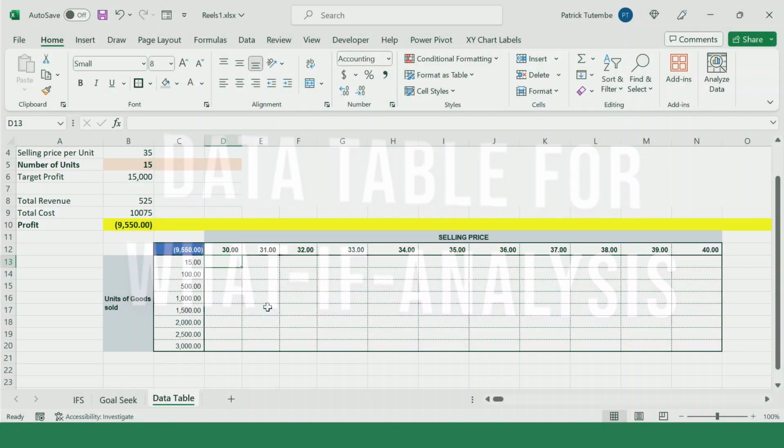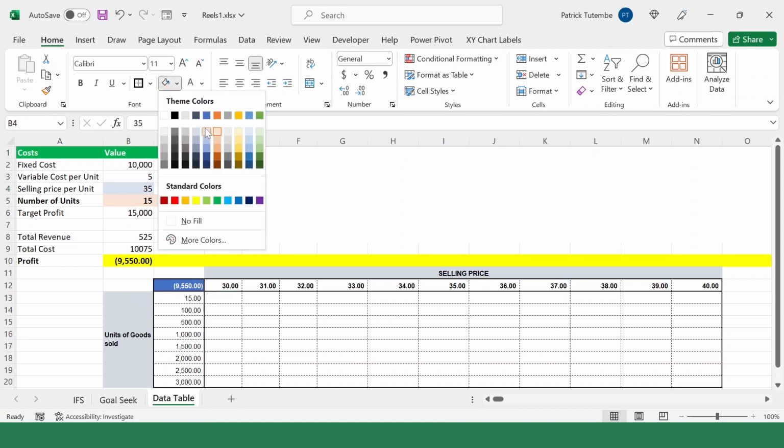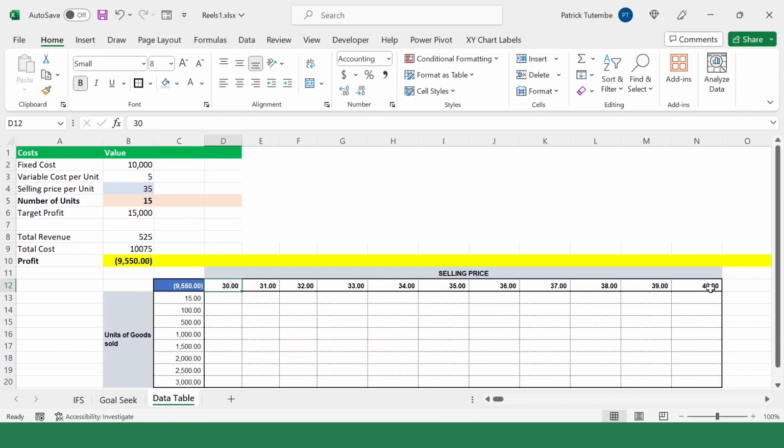Further into business decision making, you may have a pricing decision to make. What price should I charge? Should I charge 35? Should I charge 30? Or should I charge 40? Or should I charge within the range between 30 and 40? I want to see how my profitability will change.